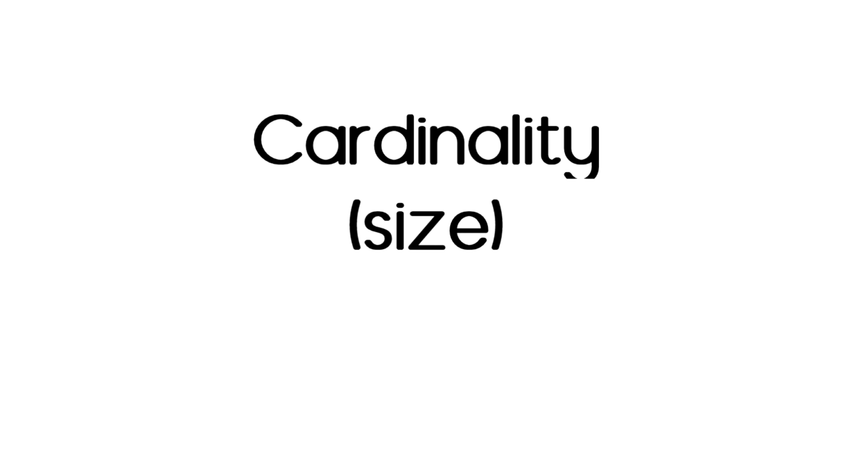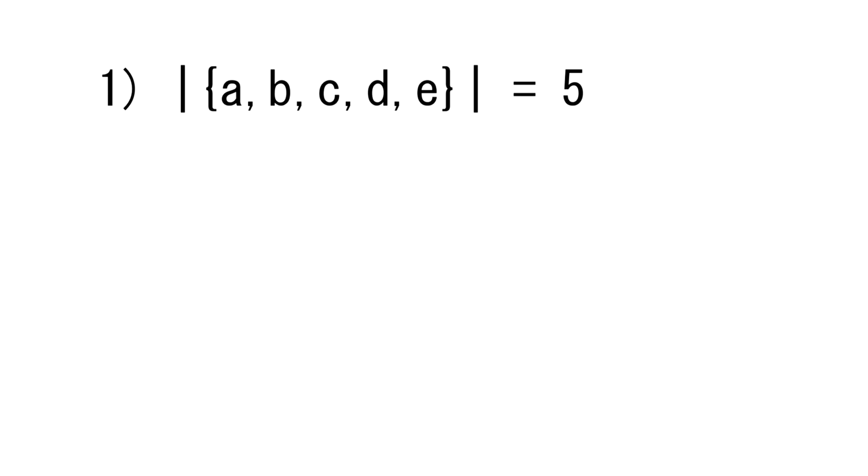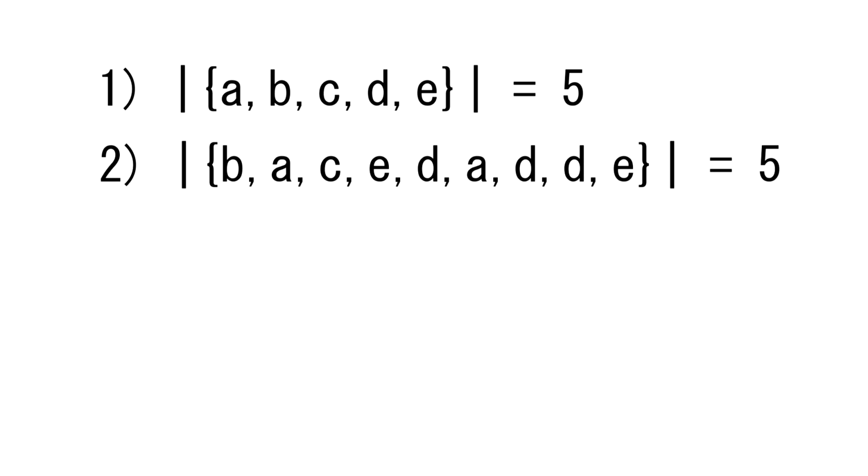The cardinality or the size of a finite set F can be denoted by the absolute value of F. Let's go back to previously mentioned sets and try to determine their cardinalities. So for the first set, A, B, C, D, and E, there are 5 elements, so the cardinality of that set is 5. For the second set, we've already established that it is equivalent to the first set. Therefore, the size would be 5 since repeated elements are only written once.